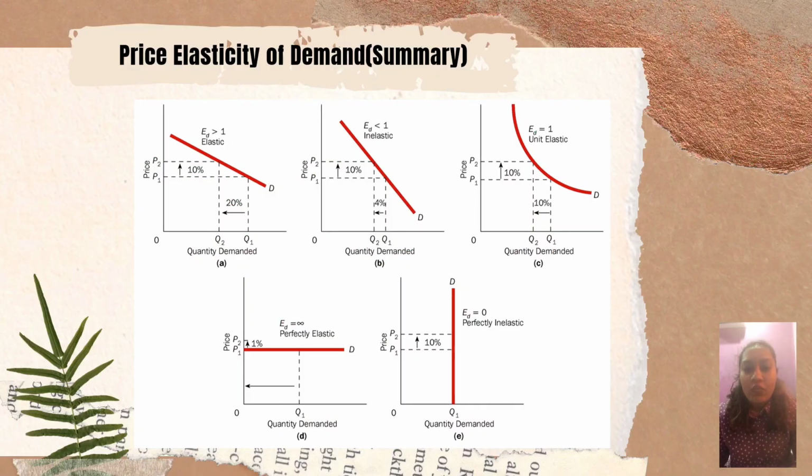Price elasticity of demand: when it is bigger than 1, it means elastic demand. While if demand is inelastic, the elasticity of demand is smaller than 1. And elasticity of demand will be equal to 1 if it is unit elastic. Furthermore, it will be perfectly elastic if elasticity of demand is infinity. And last but not least, the elasticity of demand will be equal to 0 when it is perfectly inelastic.